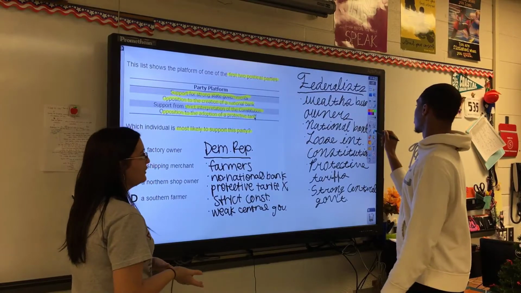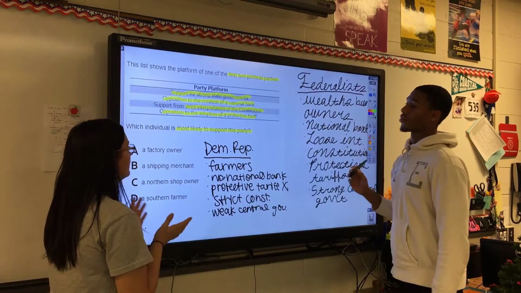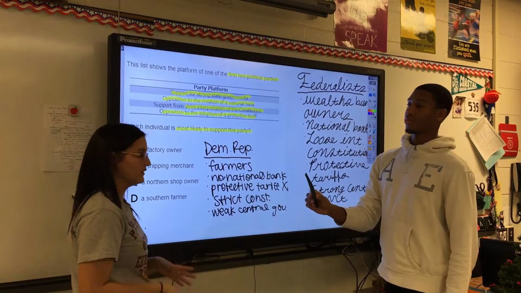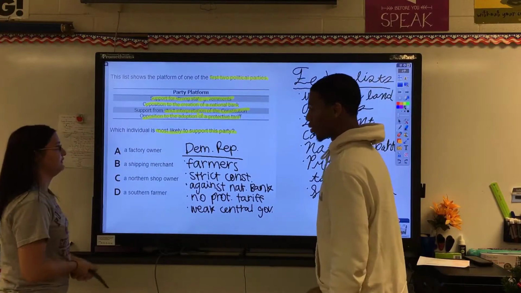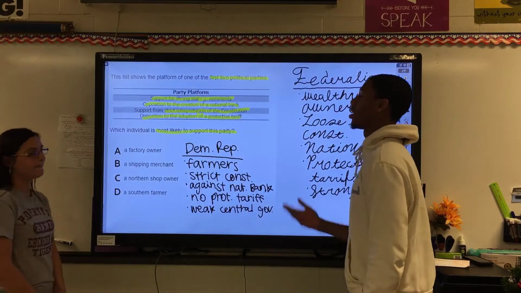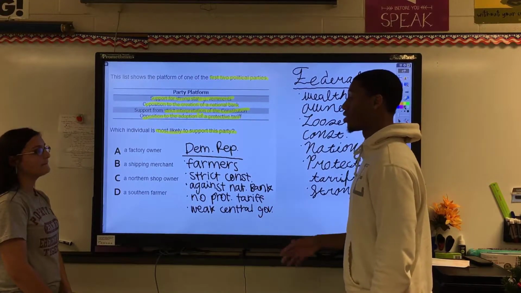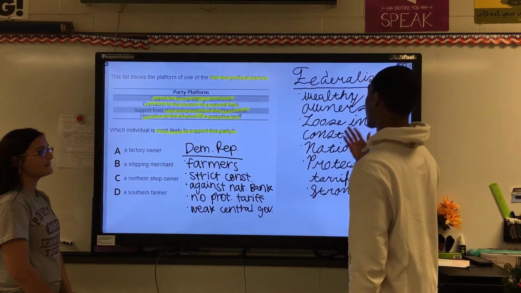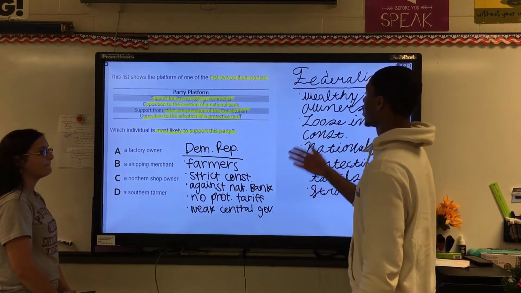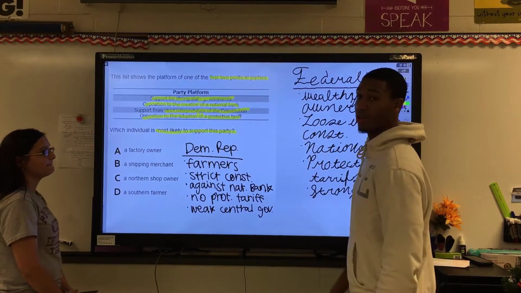Now that we have looked at the chart, it is time for us to look at our answer choices and to rule out which ones do not pertain to the question. Okay, so answer choice A says a factory owner. Being that as a factory owner, he or she is the owner of a business, meaning that they are wealthy owners. So we can agree that this person is a Federalist.